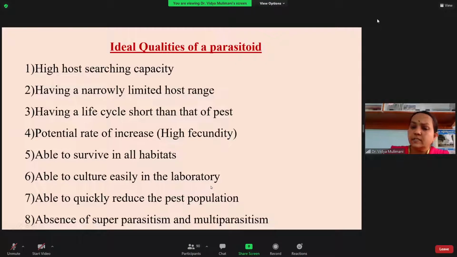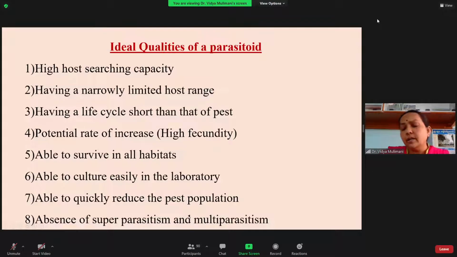The next point is that the parasitoid should be amenable for mass multiplication in the laboratory, because you cannot import parasitoids from other countries every time. You have to pay a heavy amount for that. So once you import a small population, we should be able to propagate and produce them in large quantity in the laboratory itself. That is another requirement when you import any parasitoid.